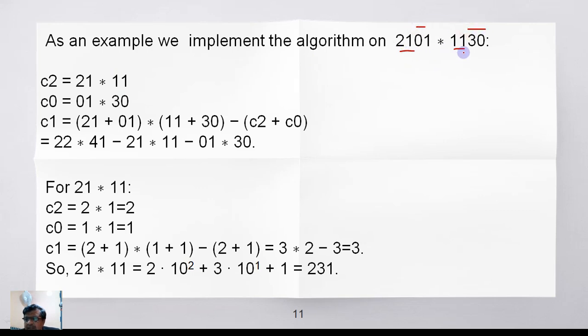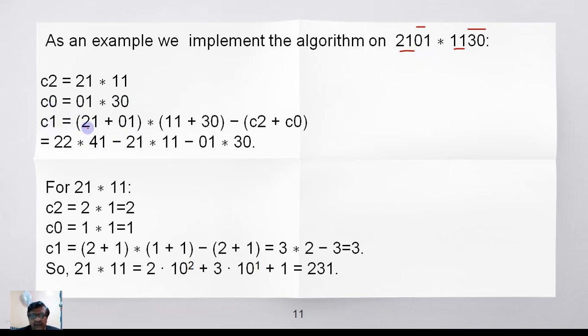The first part into the first part will also call for application of the algorithm, and the second part into the second part will also call for the application of the algorithm. Therefore, in the first instance, C2 is 21 into 11, C0 is 01 into 30, and then C0, C1 and C2.